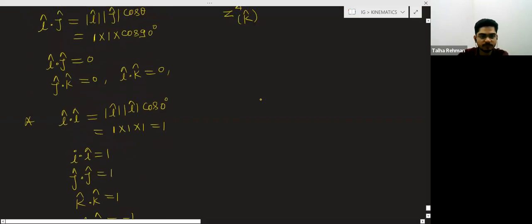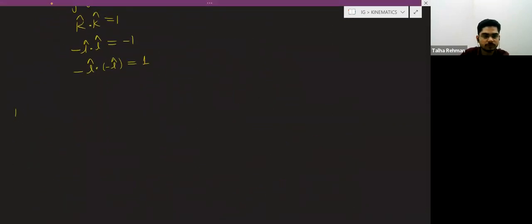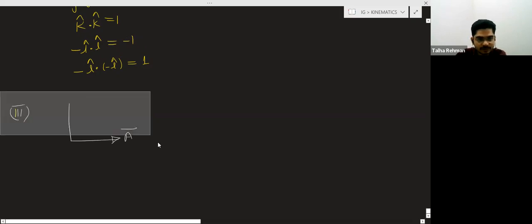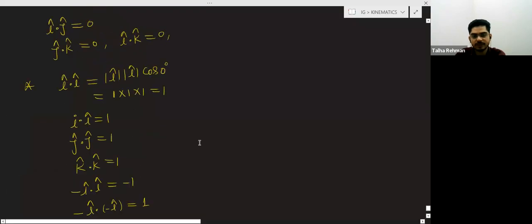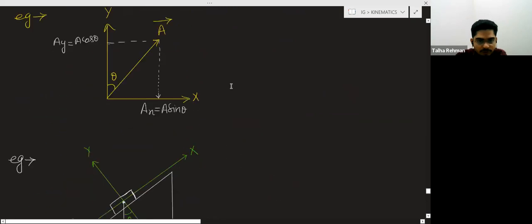Third property. Suppose two vectors are perpendicular. A vector, actually we have discussed this case here. Here the j cap, I cap, and k cap are the perpendicular vectors, na? So we have discussed this. Okay, so note down.